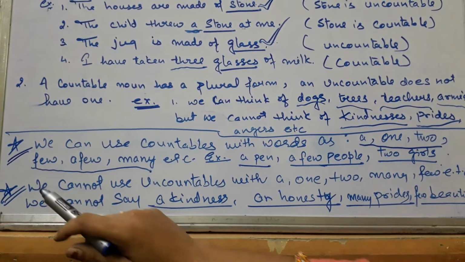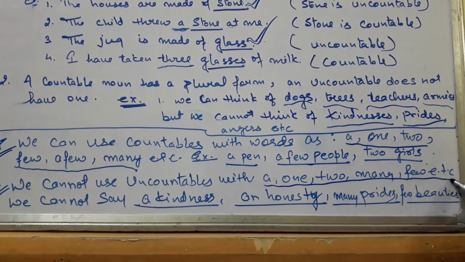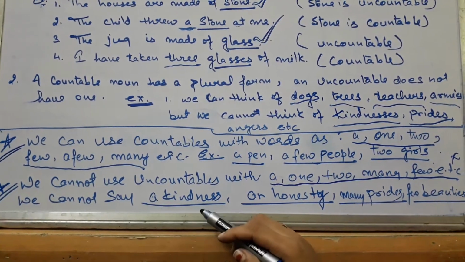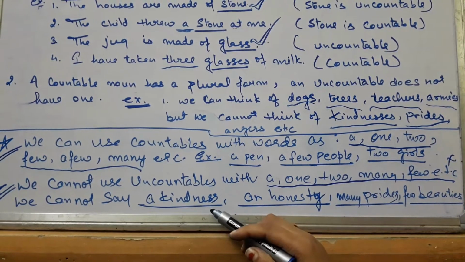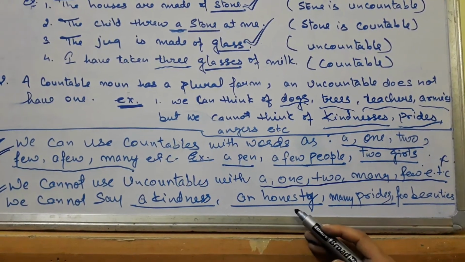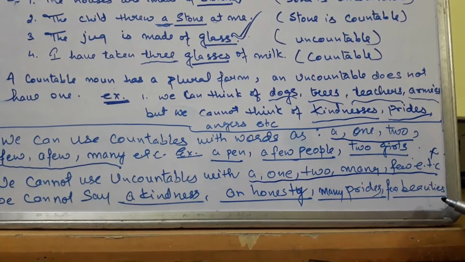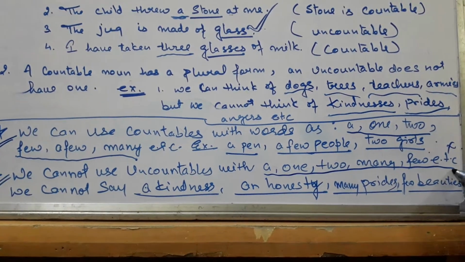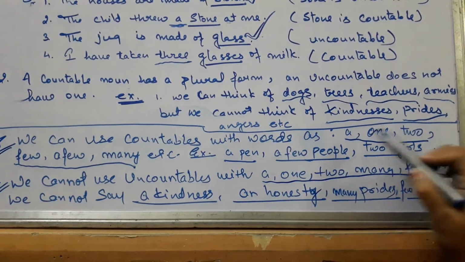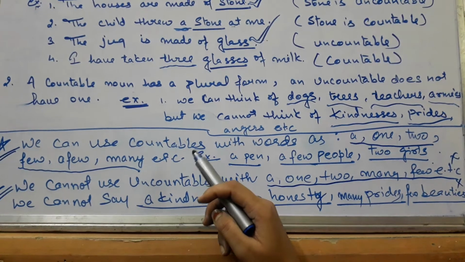But we cannot use uncountables with words like one, two, many. We can never use them with uncountables. We cannot say a kindness, as in "You showed a kindness," or a honesty. Many prides, we can never say. Few beauties, it will be wrong to use them with these kinds of words. So please always remember, we use a, one, two, few, many with only countables and never with uncountables.